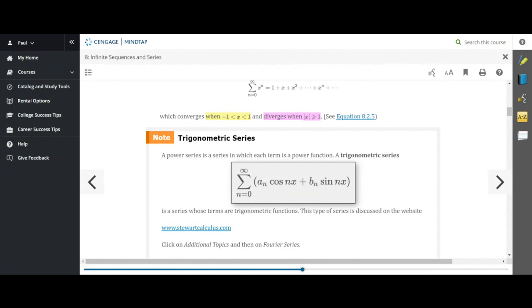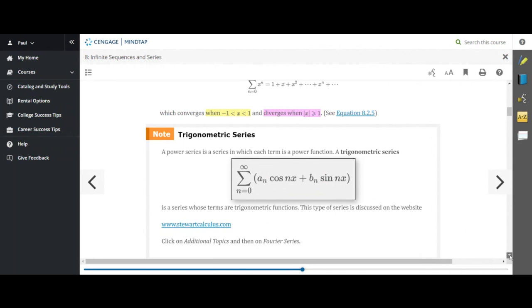So what we're focusing on is for what values of x would a power series converge, for what values of x would a power series diverge. Okay, so let's look at a simple example, and then I got some that we'll look at too.